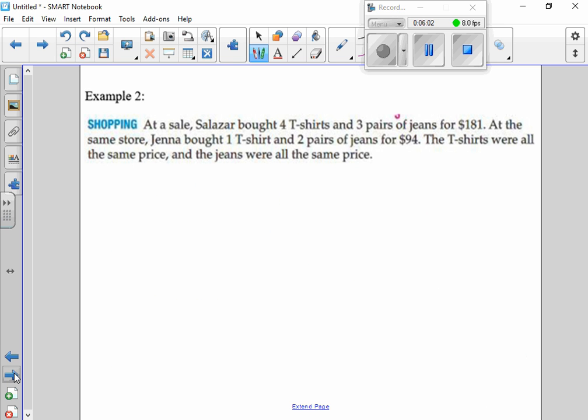All right, here's number 2. At a sale, Salazar bought 4 t-shirts and 3 pairs of jeans for $181. Okay, that's pretty explicit right there. It just gives it to you what Salazar did. Okay, at the same store, Jenna bought 1 t-shirt and 2 pairs of jeans, and her total came to $94. Now keep in mind, we know how much they spent, but we don't know how much the t-shirt is, and we don't know how much the jeans are. We just know how much the total was. All right, the t-shirts were all the same price and the jeans were all the same price.